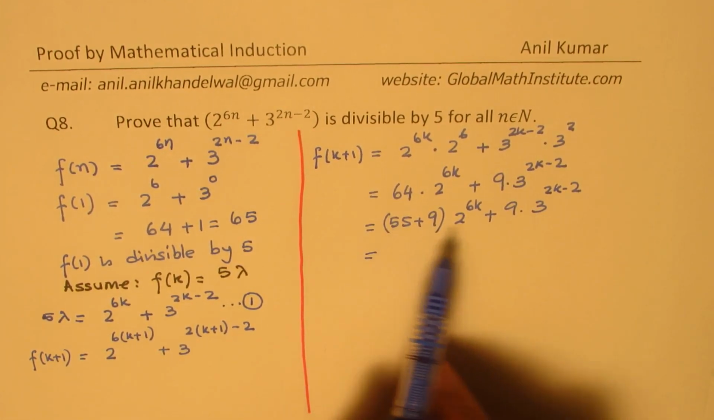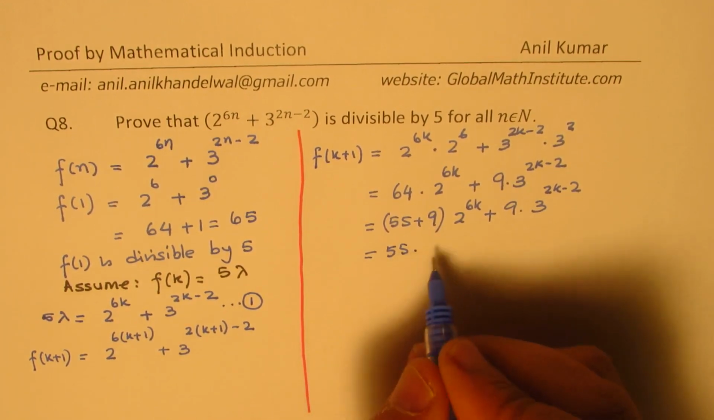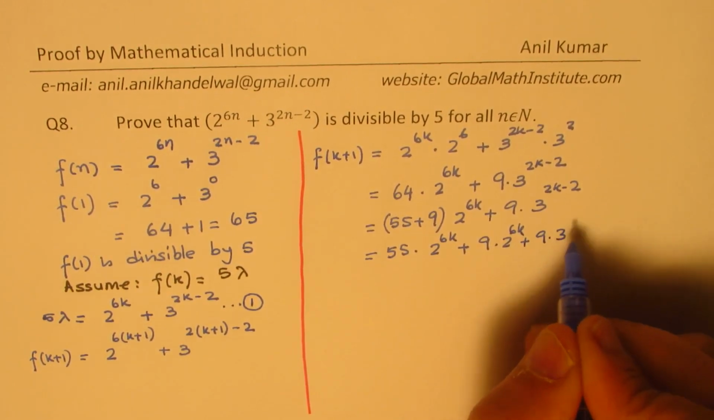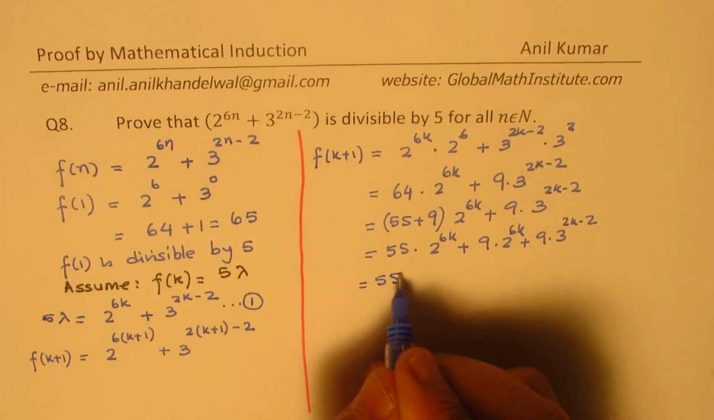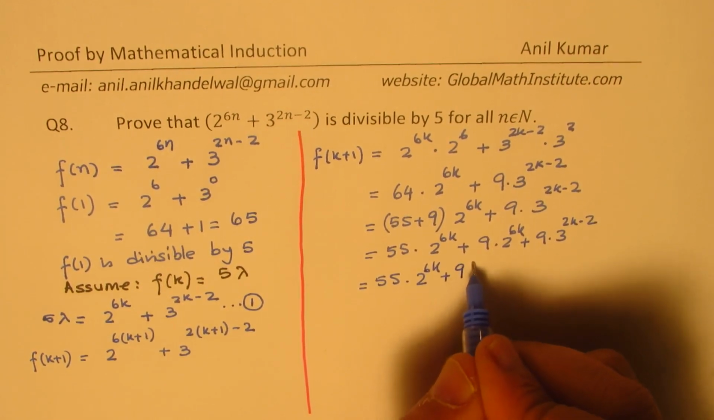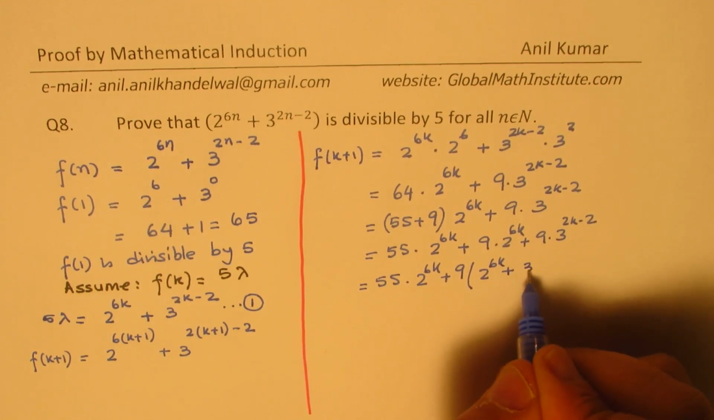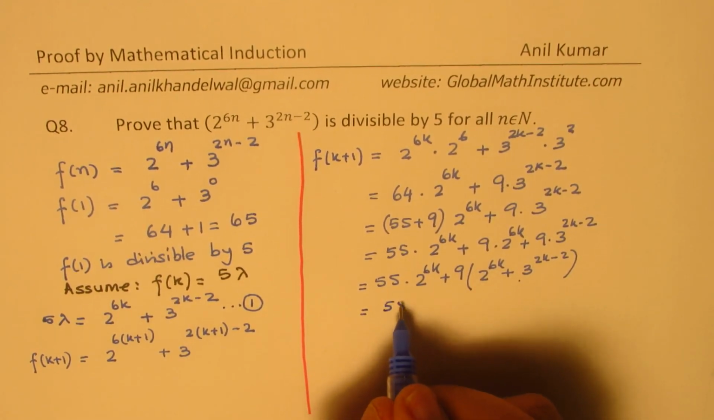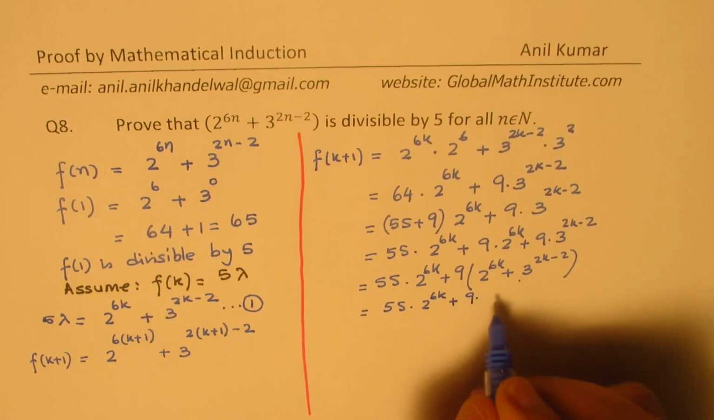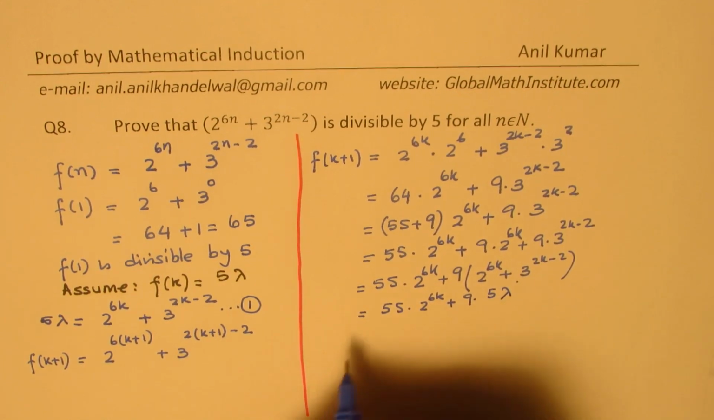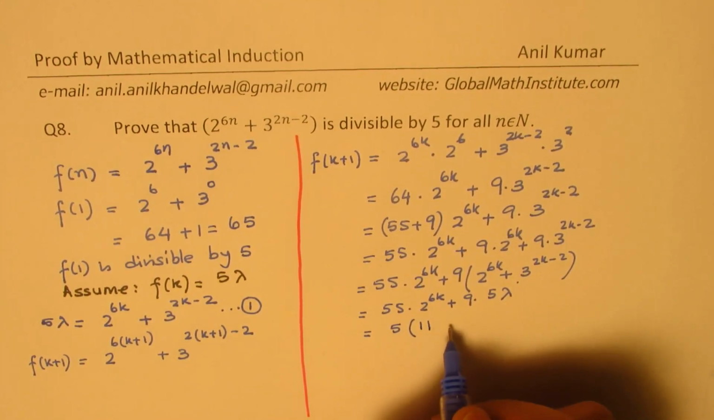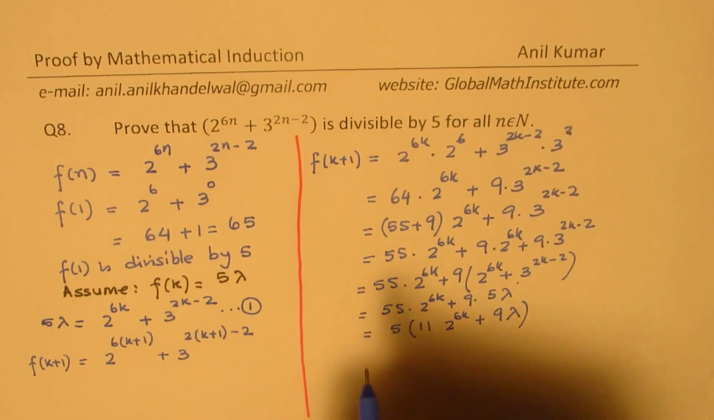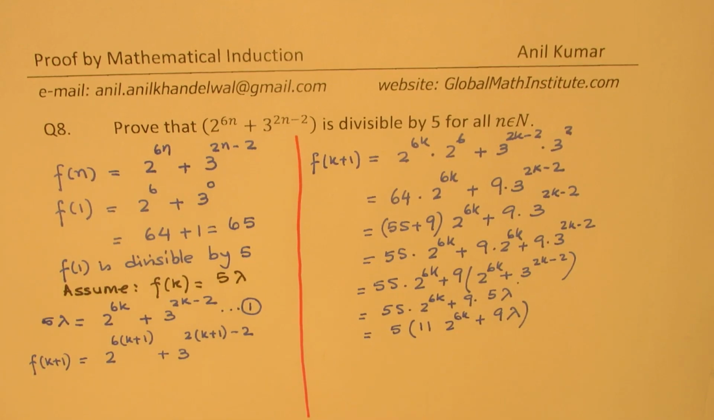And now from here, we can write one term as 55, which is a multiple of 5, times 2 to the power of 6k, plus 9 times 2 to the power of 6k plus 9 times 3 to the power of 2k minus 2. So what we get here is 55 times 2 to the power of 6k plus 9 common. So we get 2 to the power of 6k plus 3 to the power of 2k minus 2. Now this term here is 5 lambda. So we can write this as 55 times 2 to the power of 6k plus 9 times 5 lambda. So 5 is a common factor, and what we get here is 11 times 2 to the power of 6k plus 9 lambda. Is that clear? So clearly we have shown that f of k plus 1 is divisible by 5, right?